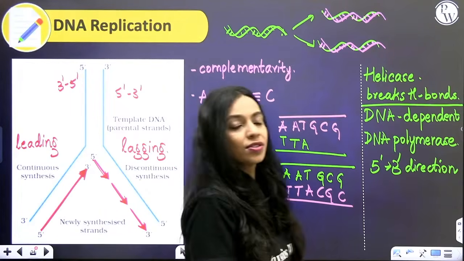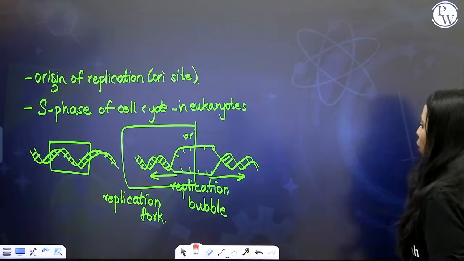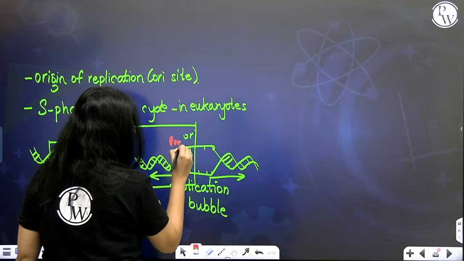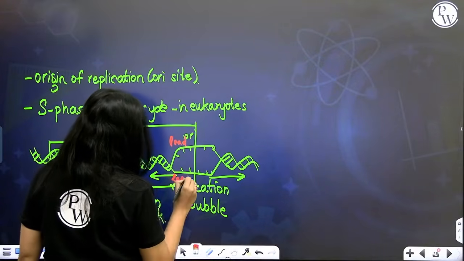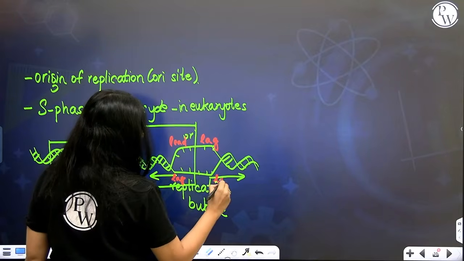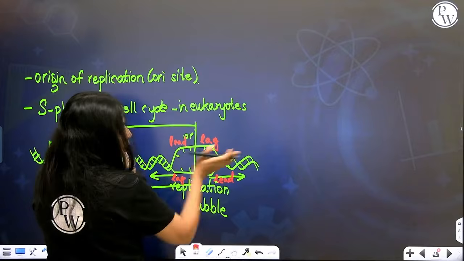Okay, so whatever is happening over here is going to happen over on the other side as well. So in one side of the fork, if this is the leading strand and this is the lagging strand, on the other side of the fork, this will be the lagging strand and this would be the leading strand. So replication is going to proceed in both directions.